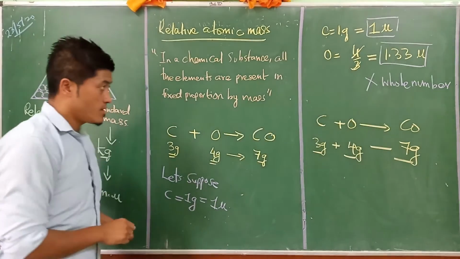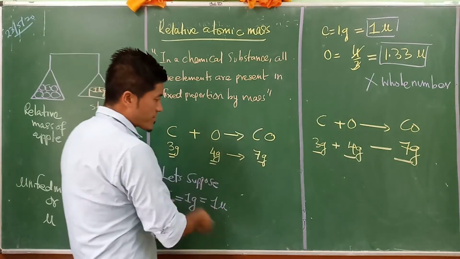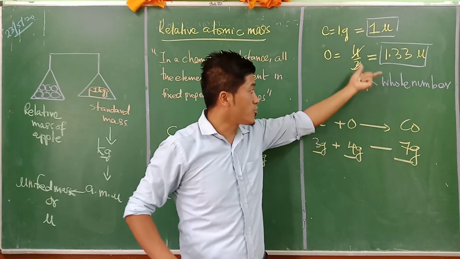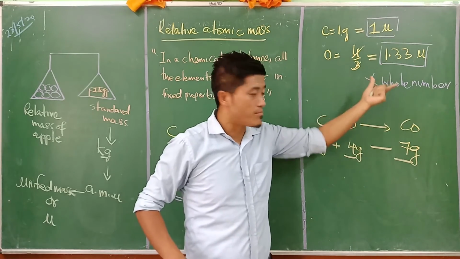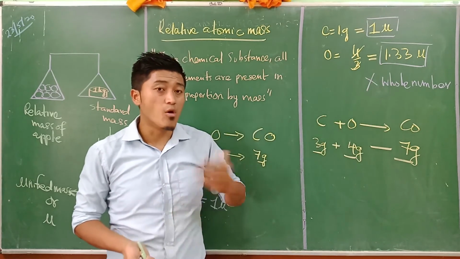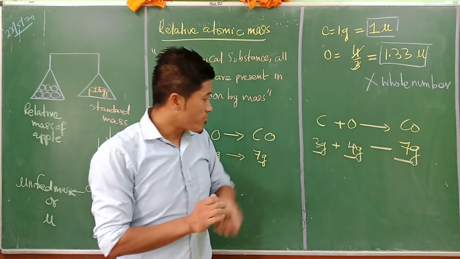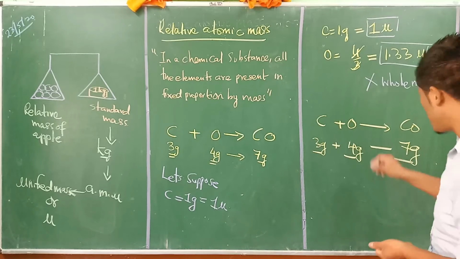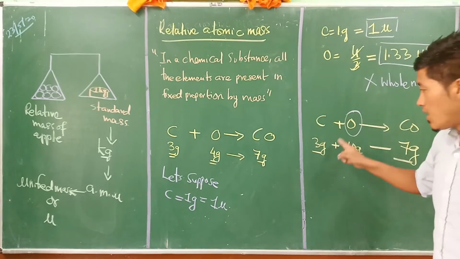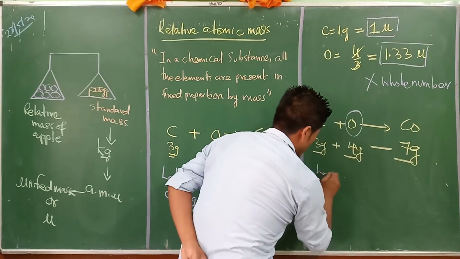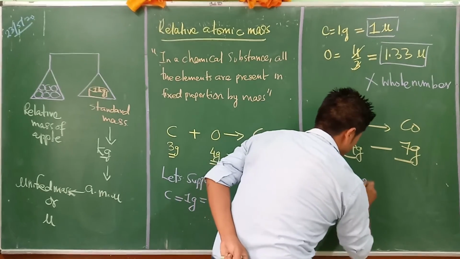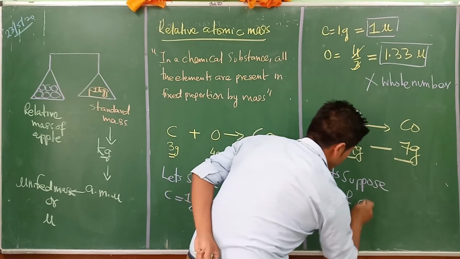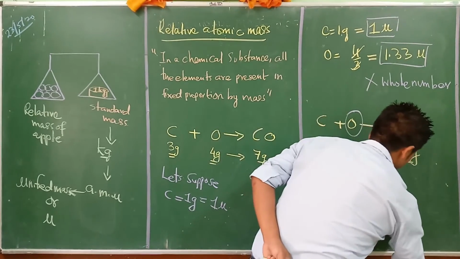So this particular thing didn't work out. Why? Because we are getting values like 1.33. These are not whole numbers, and if these are not whole numbers, our values are going to become more complicated. So what we did was we took oxygen as the reference here. What they said was, for 1 gram of oxygen, they refer to it as 1 u.